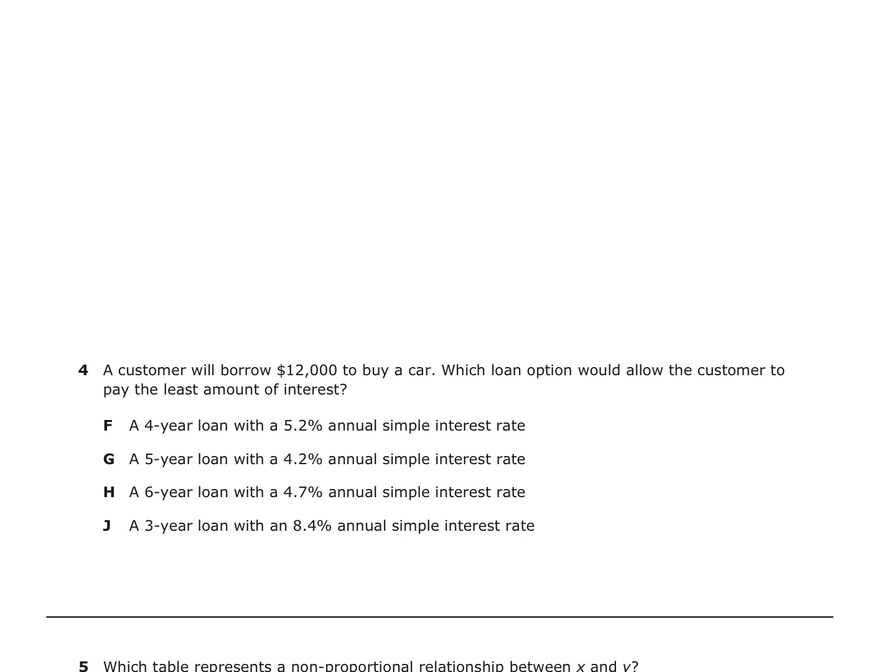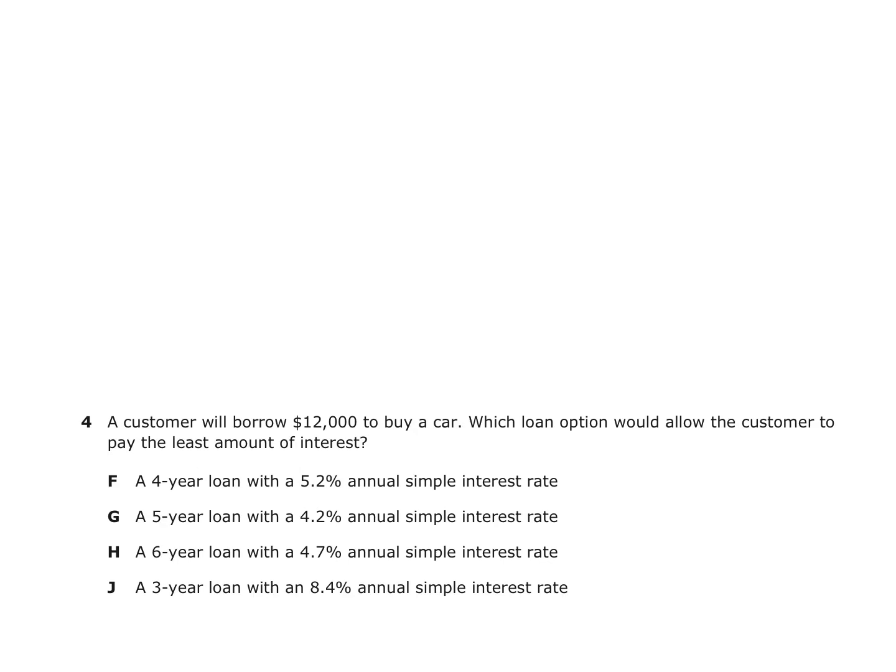Okay, problem number 4 says a customer will borrow $12,000 to buy a car. Which loan option would allow the customer to pay the least amount of interest? Okay, so there is an interest formula on the formula chart, so let's take a look at that. So the formula is I equals PRT, and we want to find out which of these options would be the least amount of interest. Of course, you want to pay the least amount of interest in this problem.